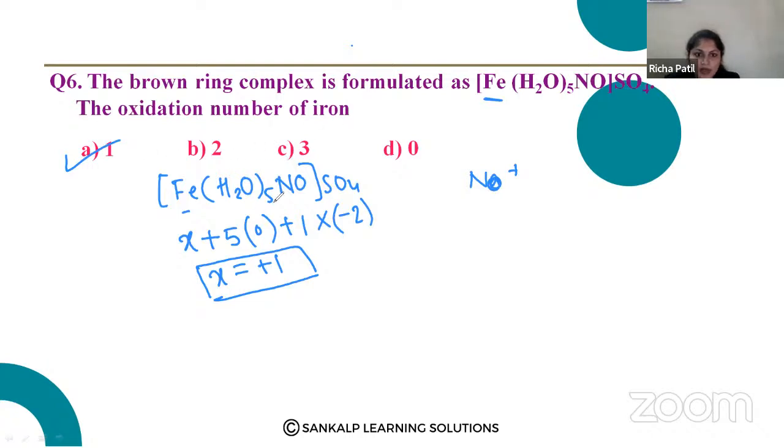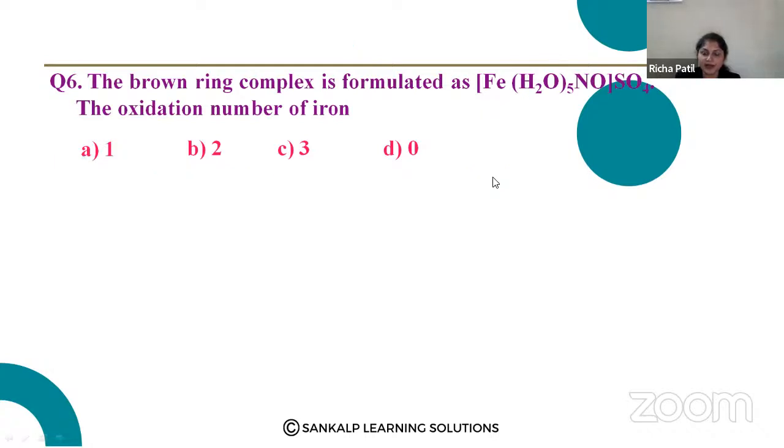So you have to write the charges and solve this. You have to write the oxidation numbers of everything, and then solve it for Fe. So keep it as X and then you proceed.